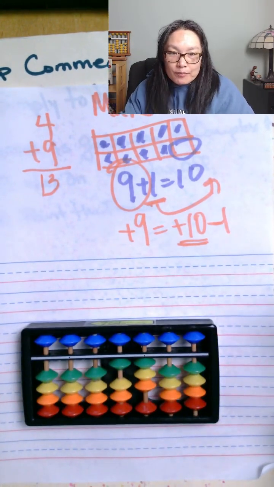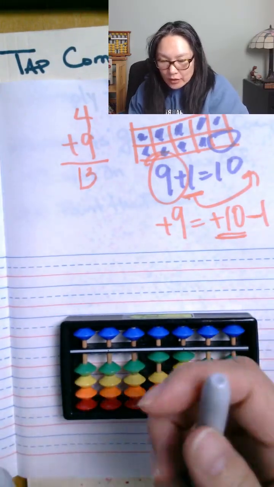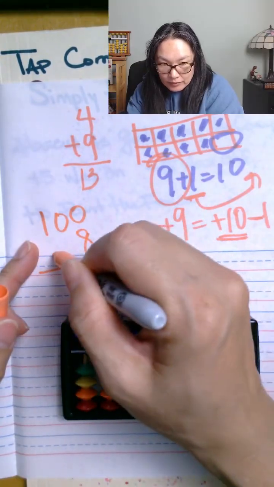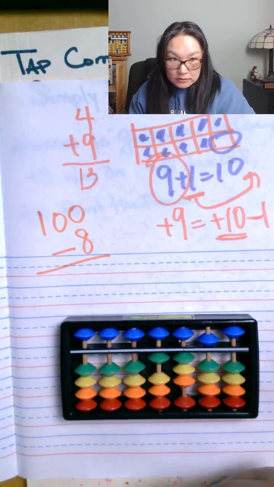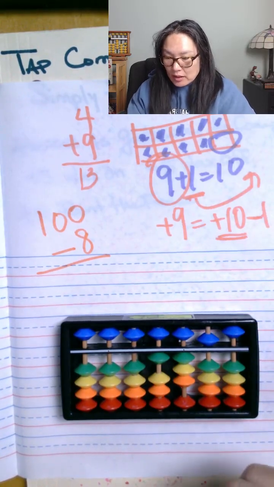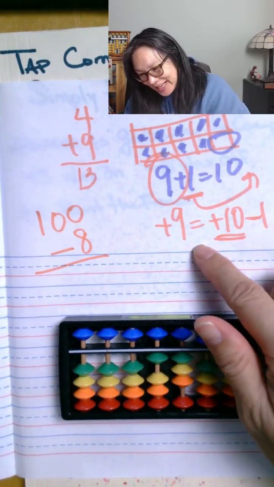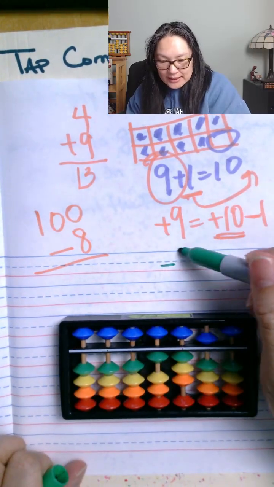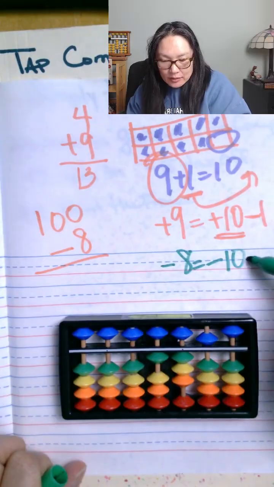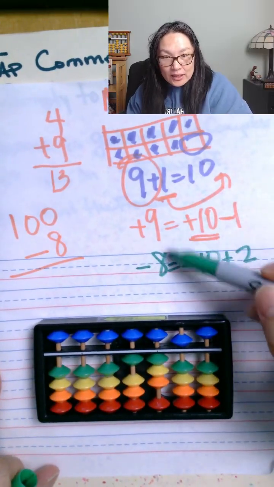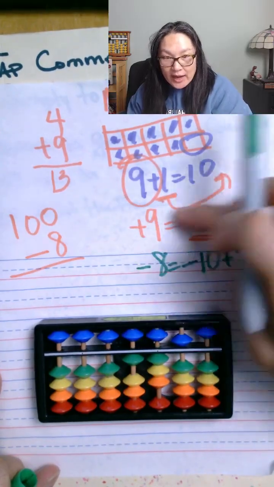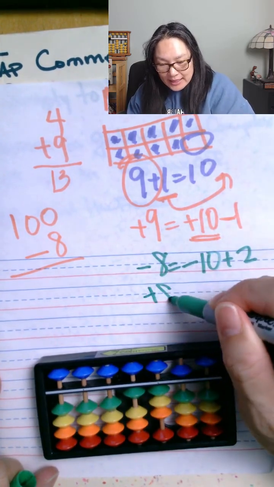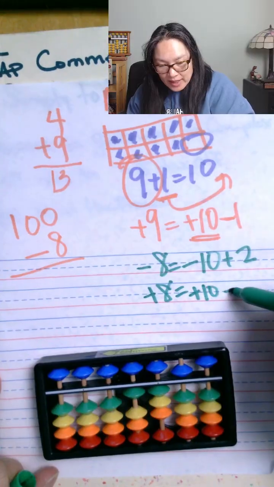We're going to be doing some two-step equations. The question is 100 minus 8. Now, why is this going to be complicated? Because we just learned this. What's the next thing we're going to learn? We're going to learn how to take away 8. Minus 8 is equal to minus the 10 plus the 2. If we add, we subtract. So because we know how to add, there's an addition to this, right? Yeah. So plus 8 is equal to plus 10 minus 2.